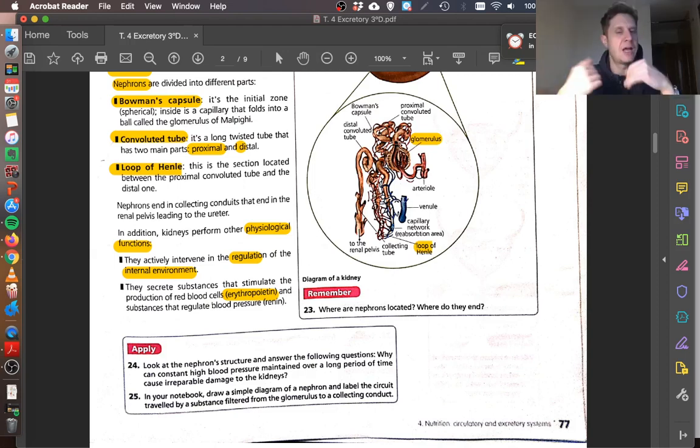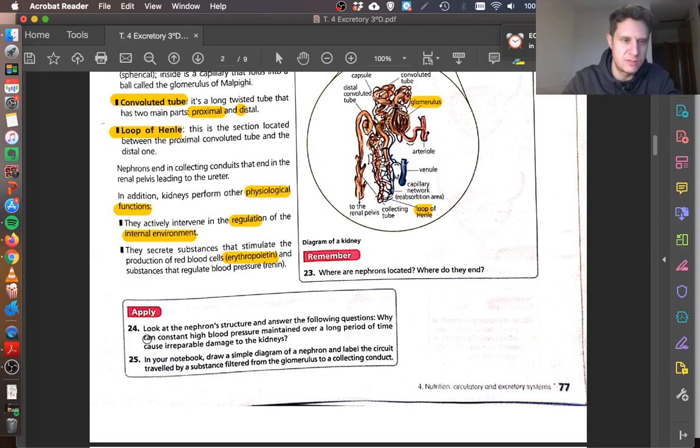So the body is saying, I need to get rid of this, I'm going to raise the pressure level. It's like a hose. When you press the end of the hose, the water is circulating at high speed and high pressure. Good. This is the answer to the 24th question. So they can break the structure, especially the glomerulus. And why is the pressure of the blood increasing? Because the body needs to get rid of toxins. That's one of the possibilities.